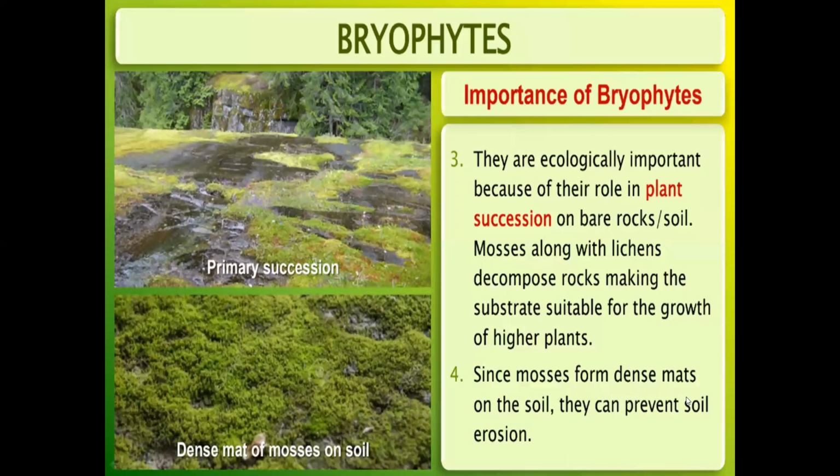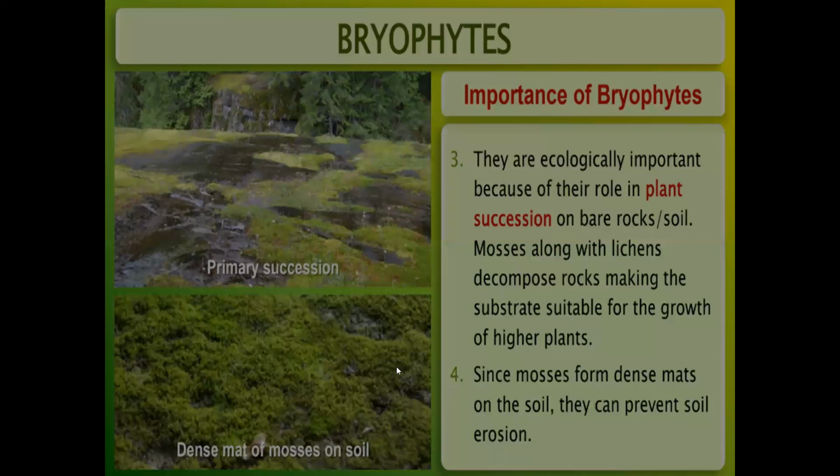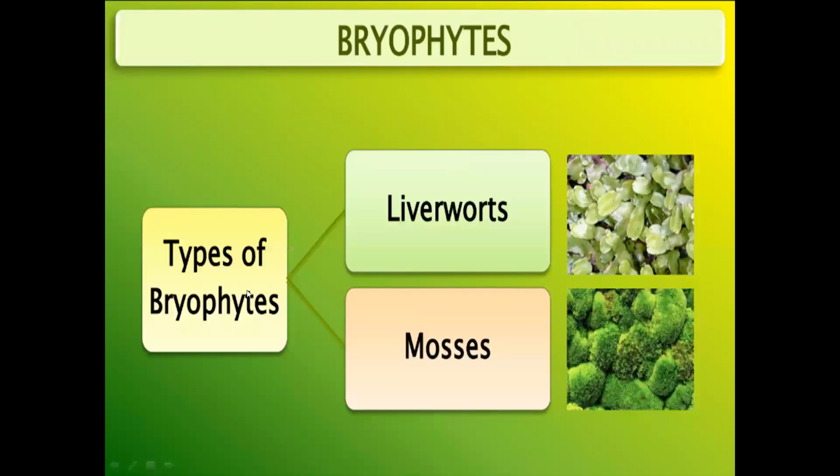Since mosses form a dense mat on the soil, they prevent soil erosion. This is moss. It forms like a mat, so water cannot easily move inside or move fast. So soil erosion is prevented. Okay. Bryophytes, you have to study two types: liverworts and mosses. So we'll stop here. These liverworts and mosses we will study next.